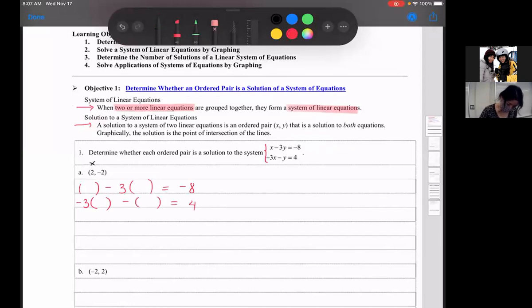This one's your x, which one's your y. All you have to do is just plug it in. X is 2, y is -2. I recommend you use the parentheses because a lot of times you'll lose a negative here. You lose a negative there.